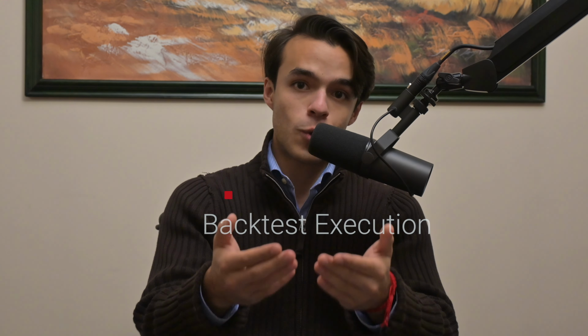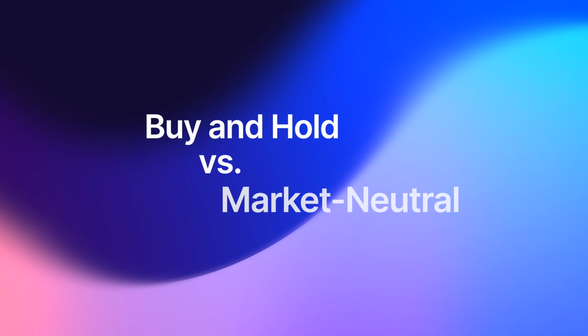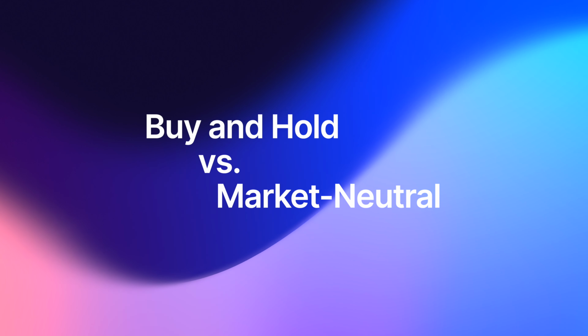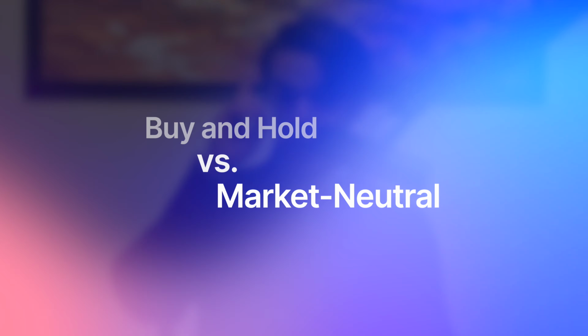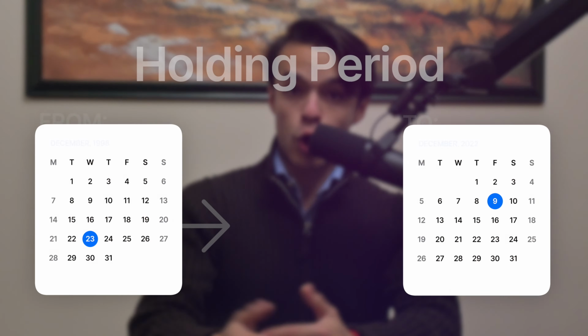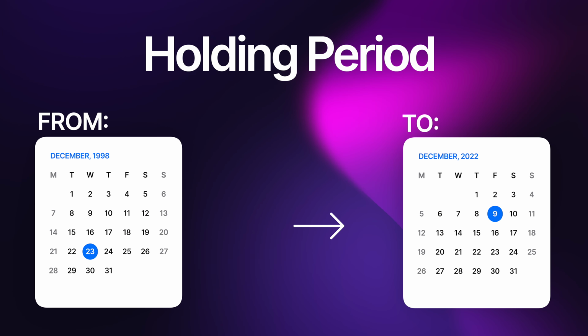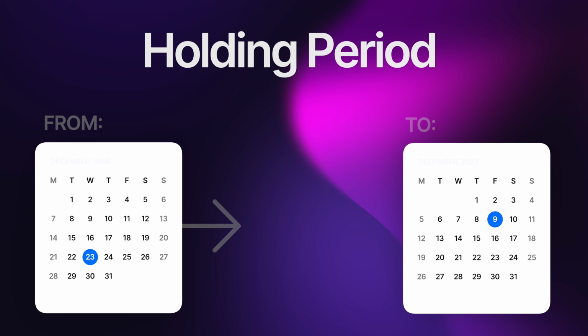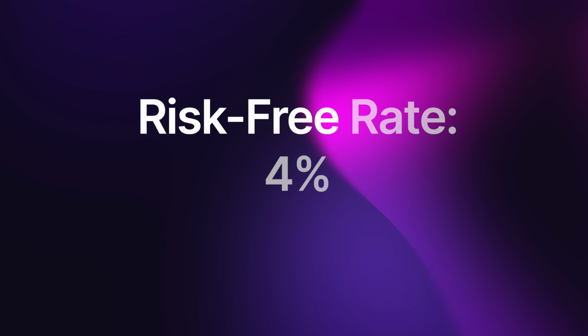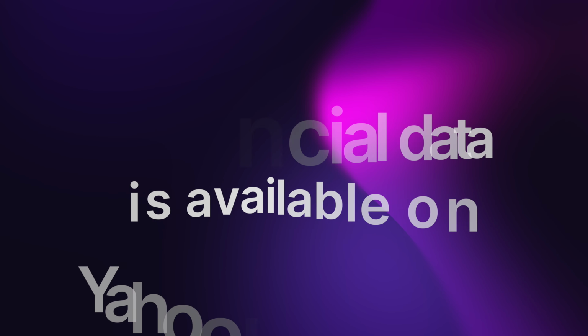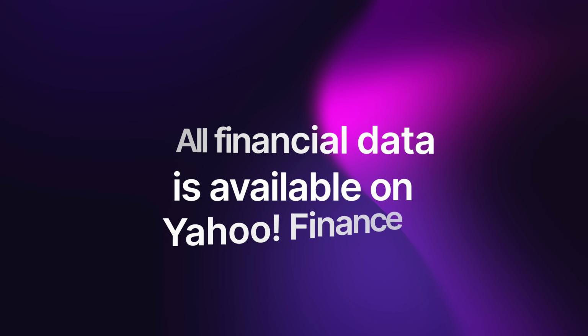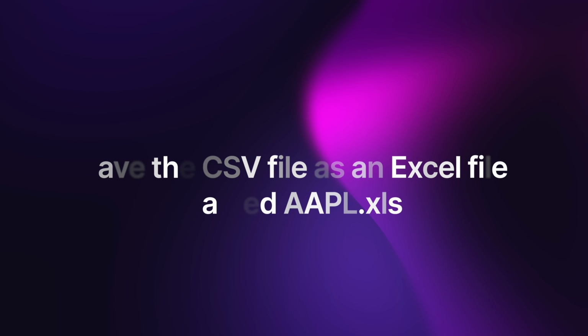In this tutorial, we will assess the performance of a simple long-only strategy for Apple. That is, buying and holding a share of Apple for a specific period and comparing it with the performance of a market-neutral strategy. The logic behind this strategy is to see if it is possible to get better results from a solid blue-chip stock if we are not subject to market fluctuations. Our holding period will be from December 23rd of 1998 to December the 9th of 2022. We will assume that the average risk-free rate is 4% per annum during this period. Moreover, we will download the daily prices from Yahoo Finance. We will specify the date range desired and store them as an Excel file, which we will call aapl.xls.